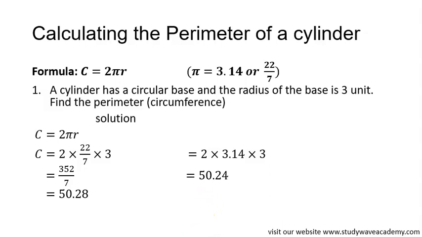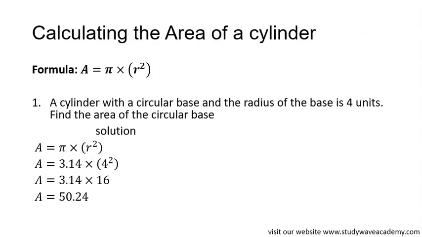Do you understand? Good. So next we're going to be looking at how to calculate the area of a cylinder. We now know how to calculate the perimeter of a cylinder using the formula. Now we're going to be calculating the area of a cylinder. Okay? The formula for the area of a cylinder is A equals pi times r squared. When you're calculating the area of a cylinder, the formula is pi times r squared.